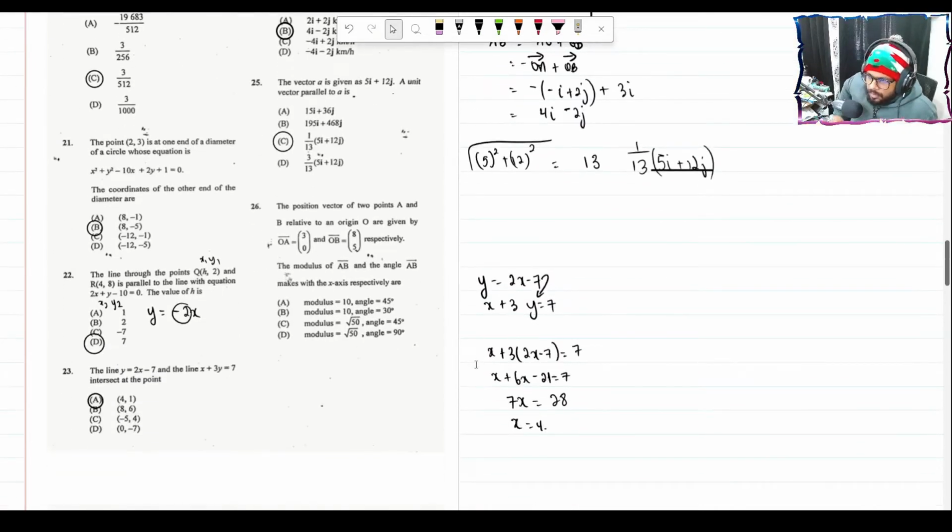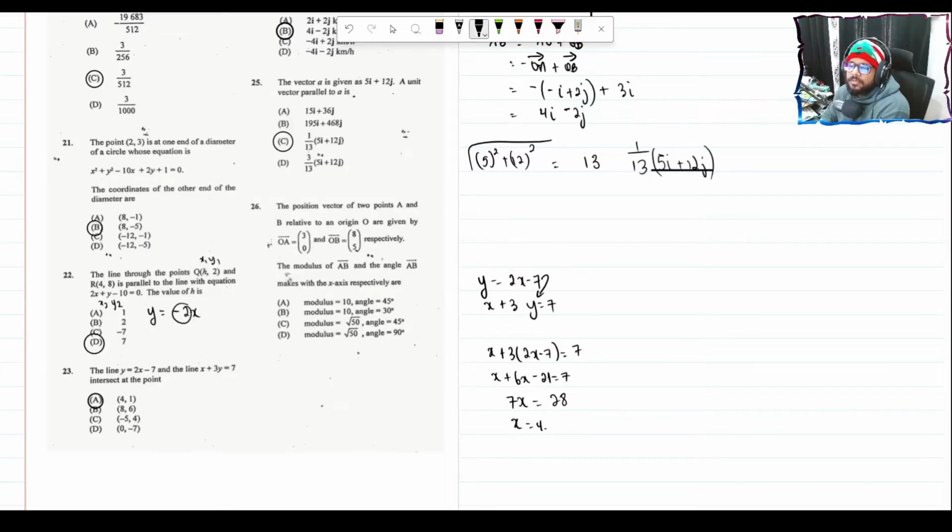The position vectors of two points A and B relative to an origin O are given by that and that respectively. The modulus of AB and the angle AB makes with the x-axis respectively are that and that. So as seen here, I have two moduli being 10s, two angles being 45s, and angles being 30 and 90.